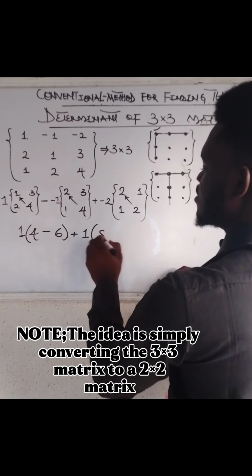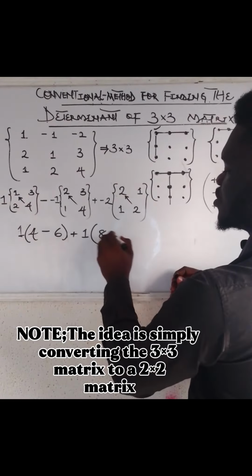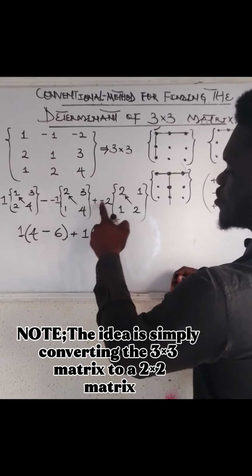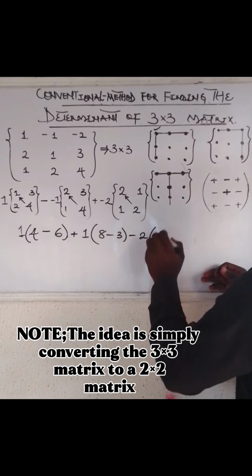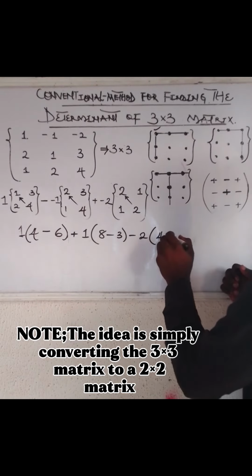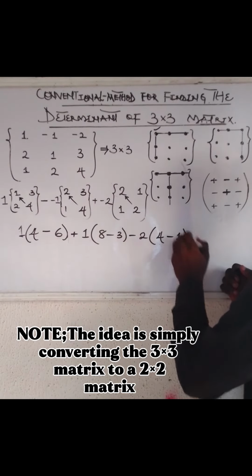Then you open your bracket. 4 times 2, you get 8. You subtract the other diagonal from it. 1 times 3, you get 3. Then you have plus times minus, you get -2. Open your bracket again. 2 times 2, you get 4, which is the leading diagonal. Then 1 times 1, the other diagonal, you get 1. So what do you do from here?